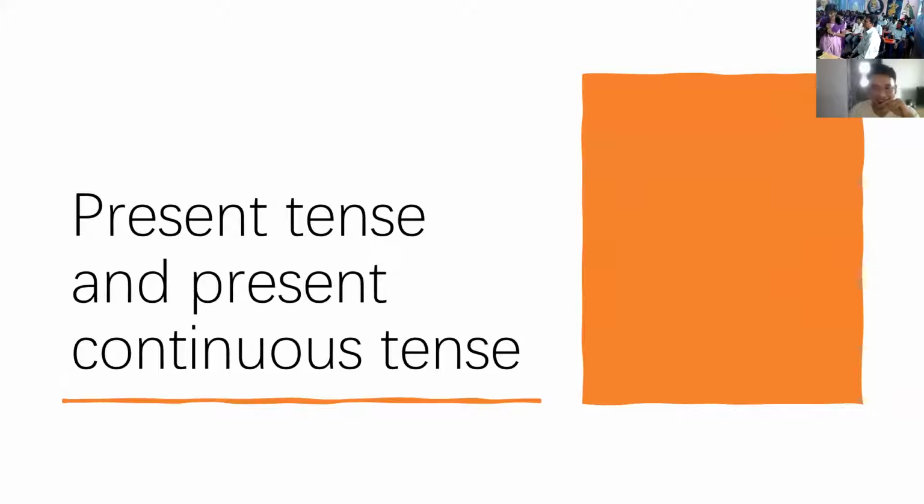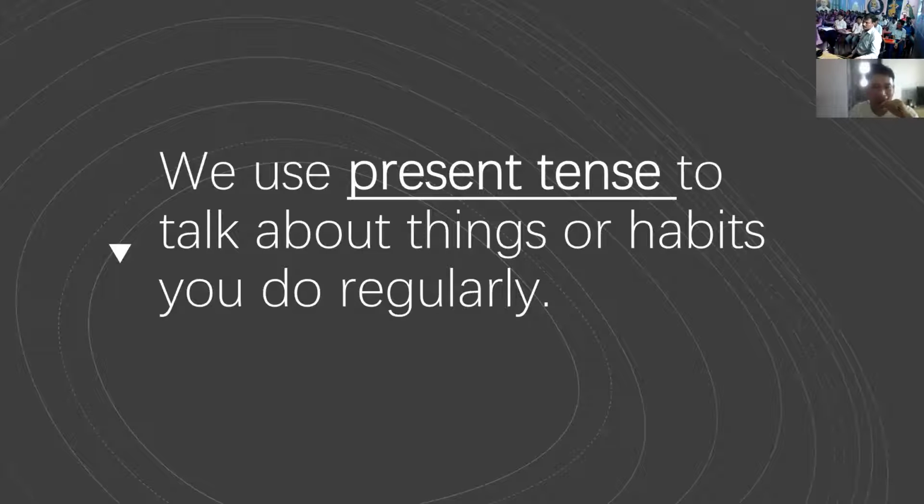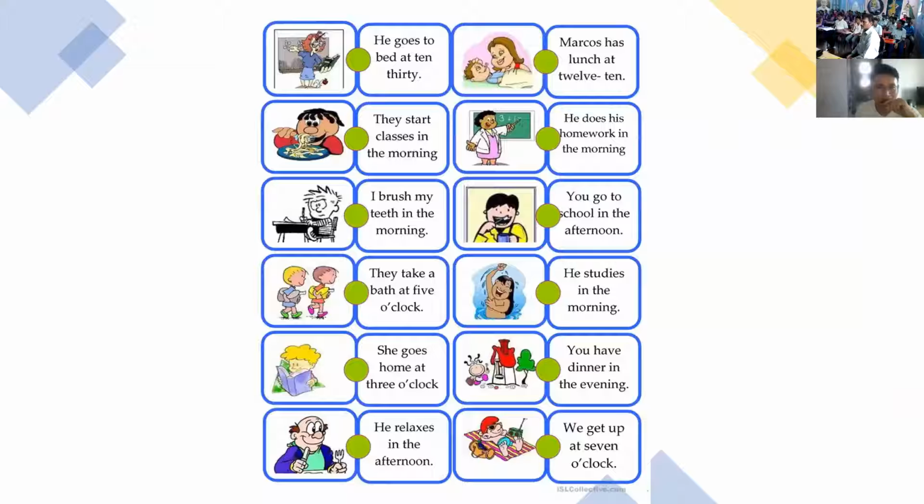Simple present tense we use about habitual actions, everyday actions. Yes, in the habitual actions. Yes, very good. Thank you. So we use present tense to talk about things or habits you do regularly, right? It's a very simple tense, and very common in the English language. For example, we look at the pictures, right?